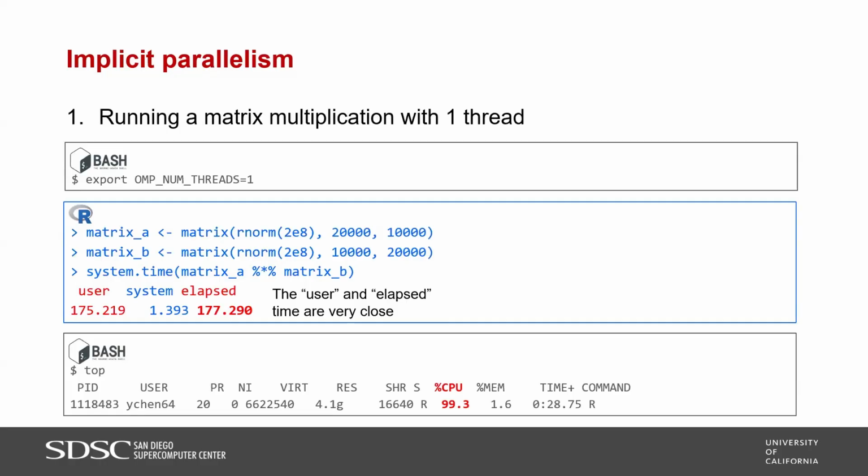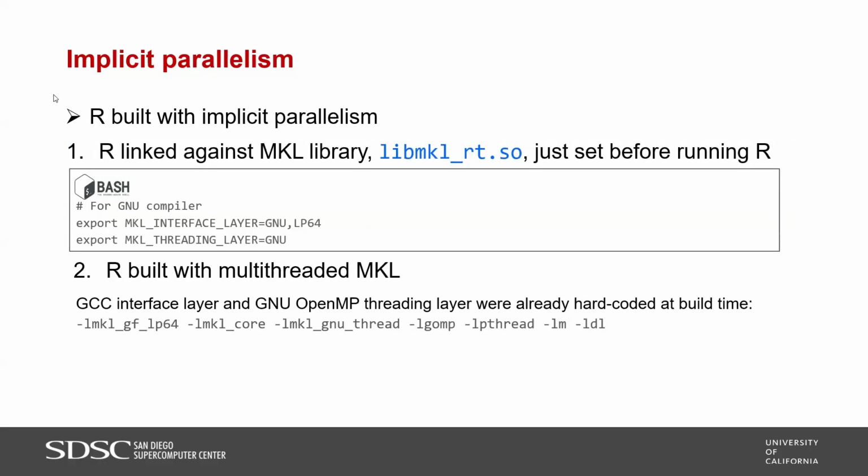Yuwu, we have a question in the chat. Oh, yes, go ahead. How can I know if my code or specific functions I use in my code will run implicitly in parallel or not?